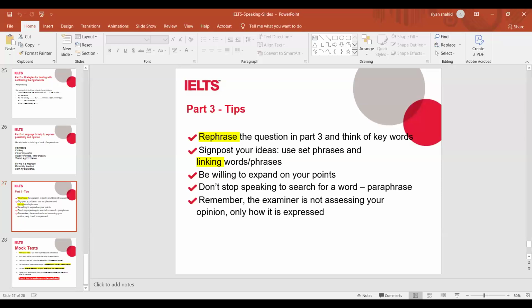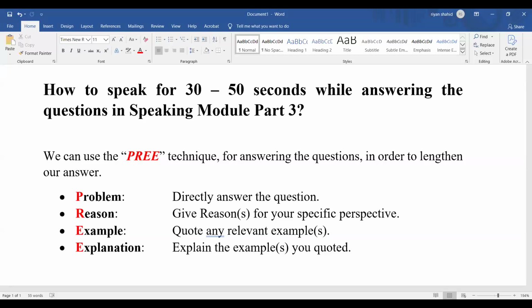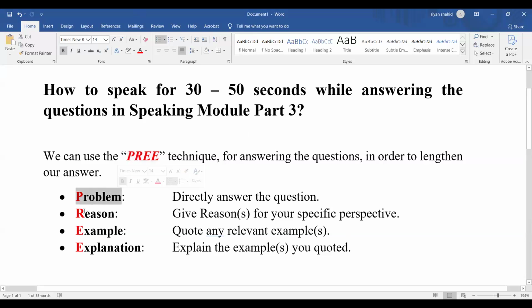And let me share. So here is a technique which we can use to speak up to 30 to 50 seconds while answering the questions in speaking module part 3. The technique is known as the PREE technique. So what is meant by PREE? It's an abbreviation of problem, reason, example, and explanation.